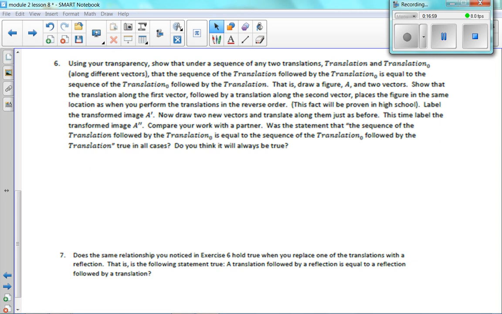So we know that from what we did before. You're just going to now prove it to yourself once again and reinforce it to yourself. Now you're going to draw two new vectors and translate them just as they did before. This time, label the transformed image A double prime. And compare your, you have no one to compare it to, but we'll discuss it in class the next day. So you want to make sure you have something for problem number 6 that we can discuss the next day.